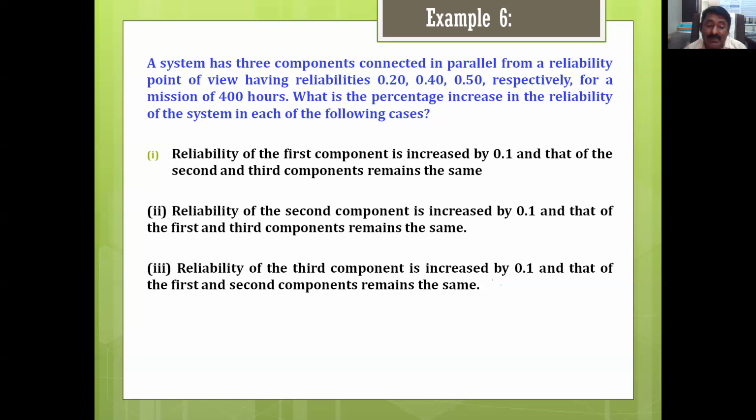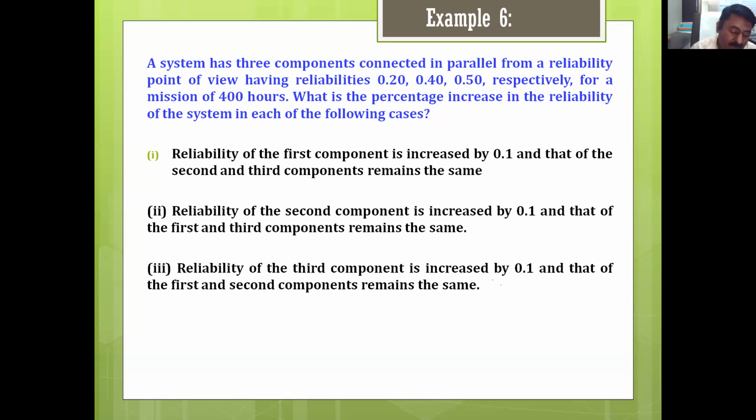Reliability of the second component is increased by 0.1 and that of the first and third remains the same. So first component 0.2, second component 0.4 becomes 0.5 for this case, and third stays as it is, 0.5. In the third case, reliability of the third component is increased by 0.1. So first and second components stay as they are, 0.2 and 0.4, and the third component is 0.6 instead of 0.5.